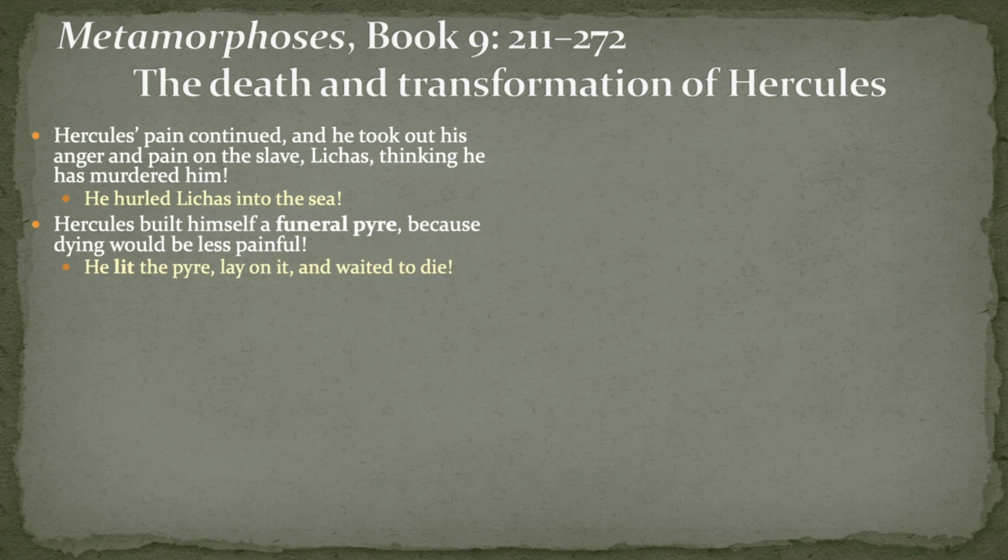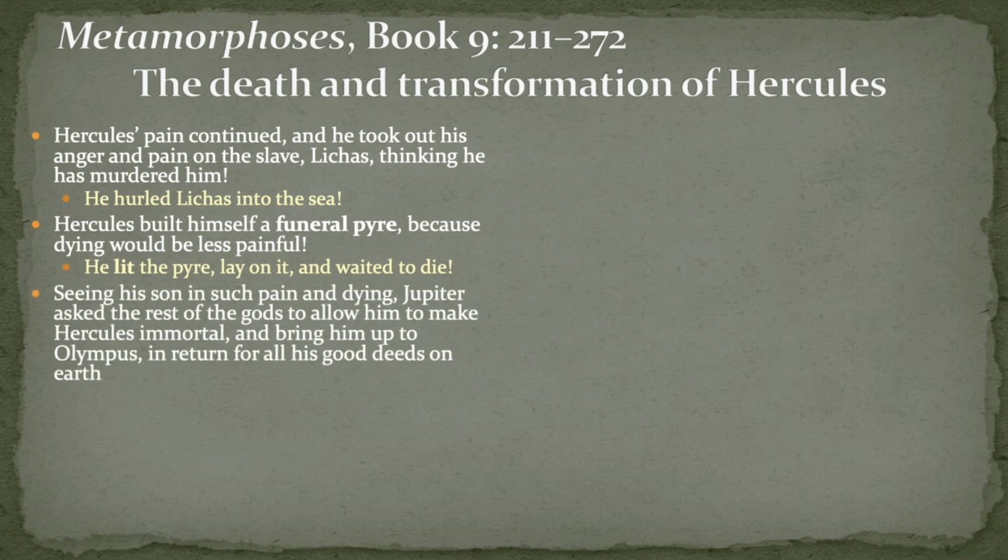And it's at this point that Jupiter, remember we're in the Roman version now, so not Zeus, but Jupiter, sees his son Hercules in such pain and dying that Jupiter makes a speech, and he asks the rest of the gods if it would be okay to allow him to make Hercules immortal and bring him up to Olympus in return for all the good deeds he did on earth.